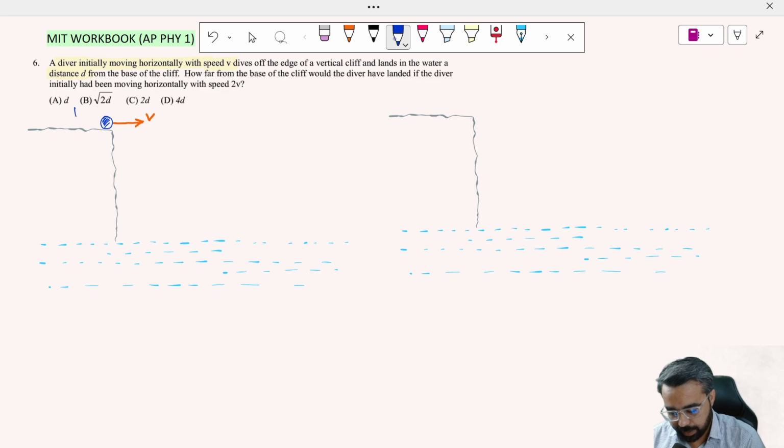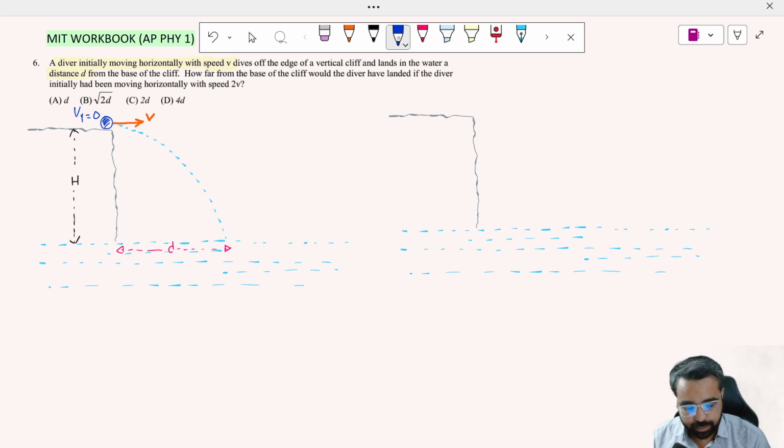So we can say that its velocity along the y-axis is 0, and according to the question, it will land in the water at a distance d away from the cliff. The vertical distance this diver has covered, let's say, is capital H. Now the question is, if we throw the same object with twice the velocity, 2v, how far will this ball fall into the water? So let's solve this question.